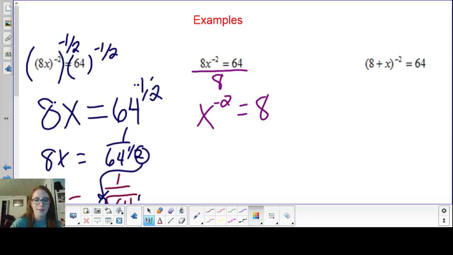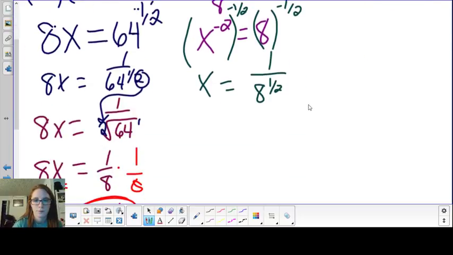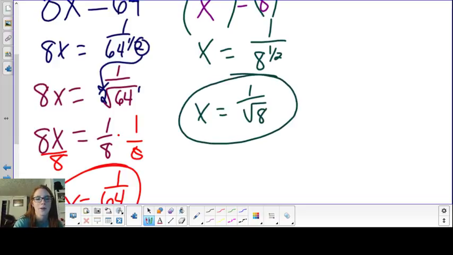64 divided by 8 is 8. So now I'm going to take it to the negative 1/2 again. So I have x is equal to 1 over 8 to the 1/2. The 1/2 power is just the square root of 8. And 8's not a perfect square, so I can't break him down.